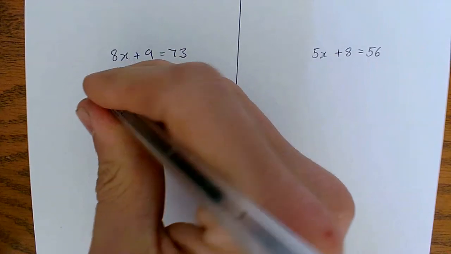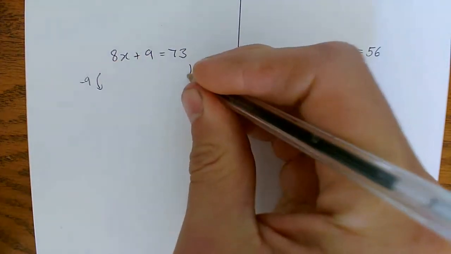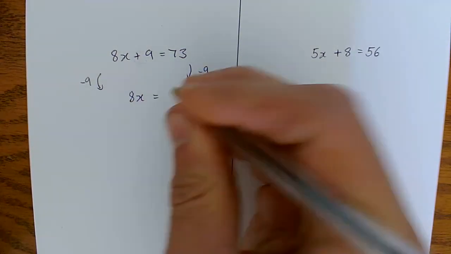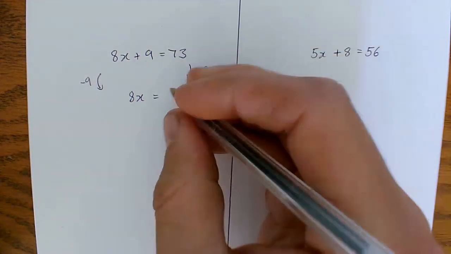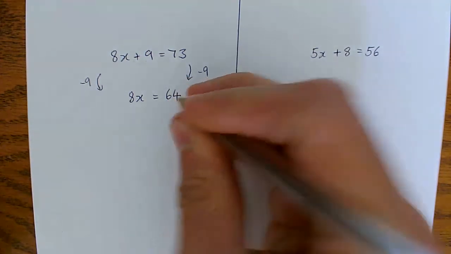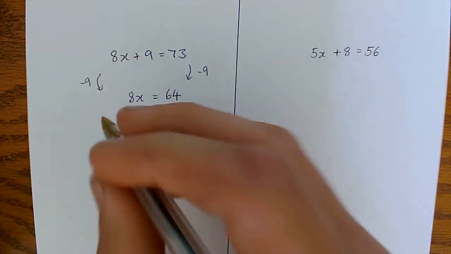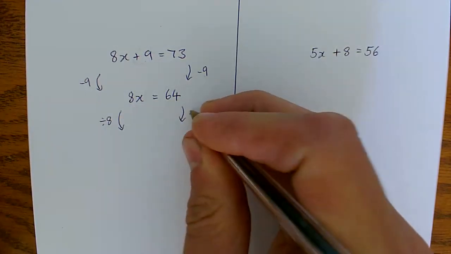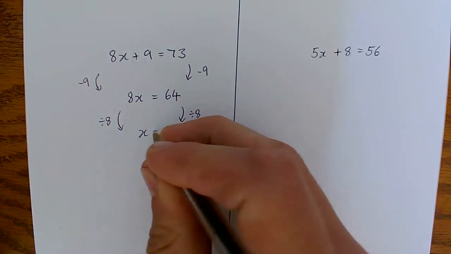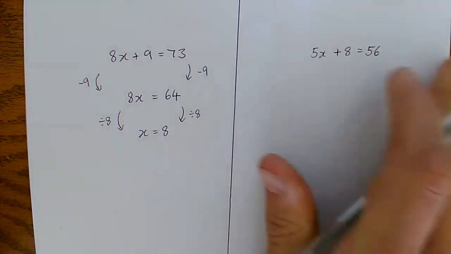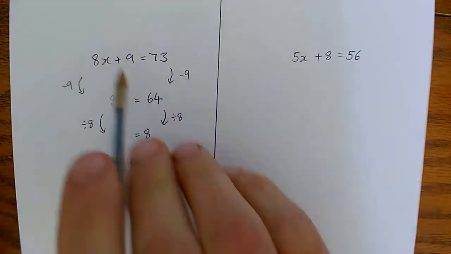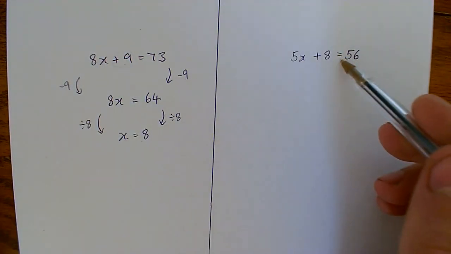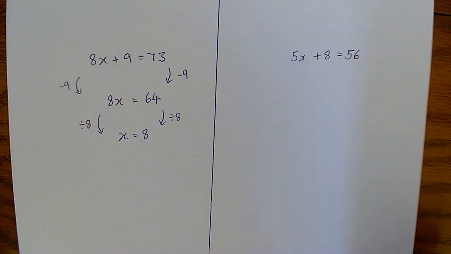Opposite of add 9 is to take away 9. So it's going to cancel out that add 9 and leave us with 8x. 73 take away 9 leaves us with 64. 8 times x, the opposite of timesing by 8 is to divide by 8 on both sides. And so x equals 8, and we're done. Put it back in. 8 times 8 is 64. 64 add 9 gives us 73. So it works. So your turn. Have a go. I'll answer that in just a moment.